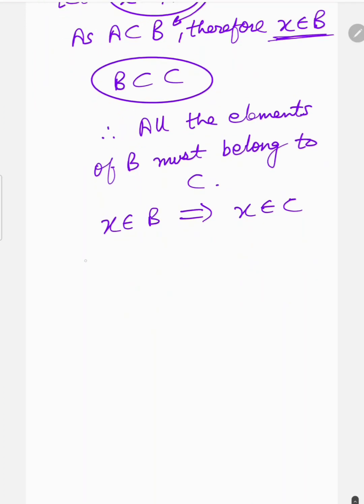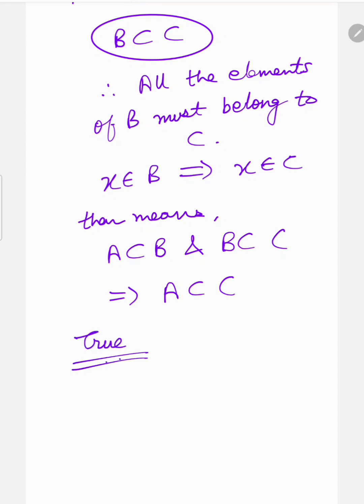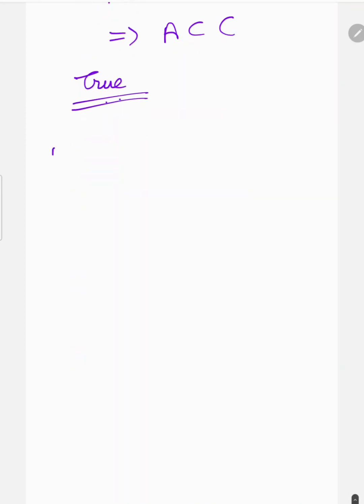That means when A is a subset of B and B is a subset of C, it implies that A is a subset of C. Okay? So if A is a subset of B, B is a subset of C, then A is a subset of C. So this statement turns out to be true. Fourth part.